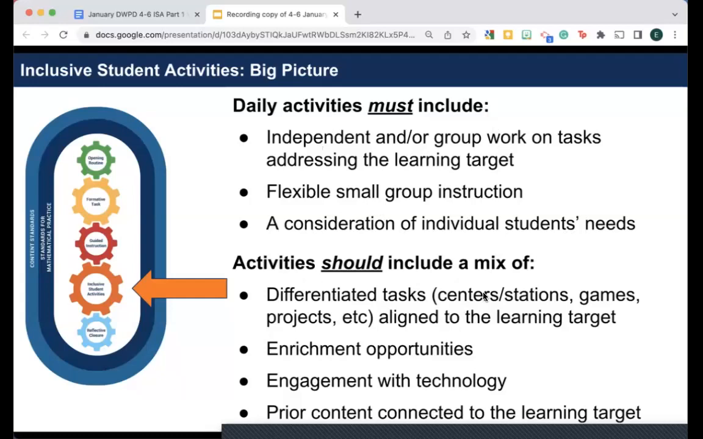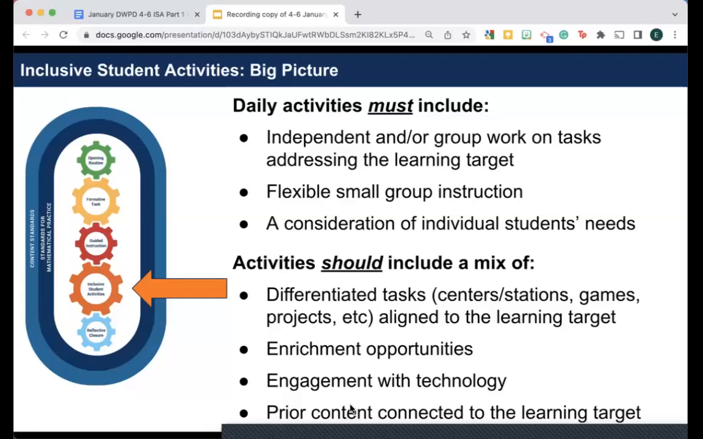Maybe we'll do some centers. Maybe they'll play a game or work on a project. Maybe they'll all play a game, or maybe only some will play a game today. Maybe there'll be enrichment next week, but not this week. Maybe we'll do some technology tomorrow, but not today. Maybe some of my students need opportunities to practice prior learning. As long as it's connected to the learning target, that's totally fine.